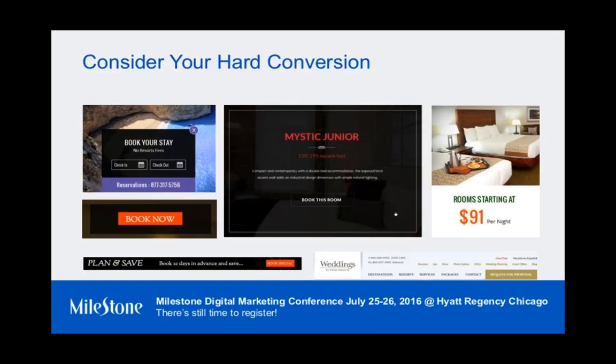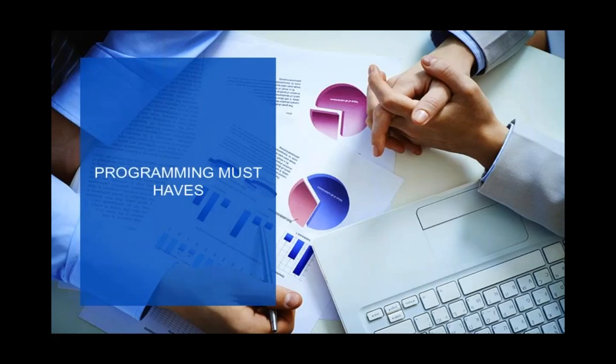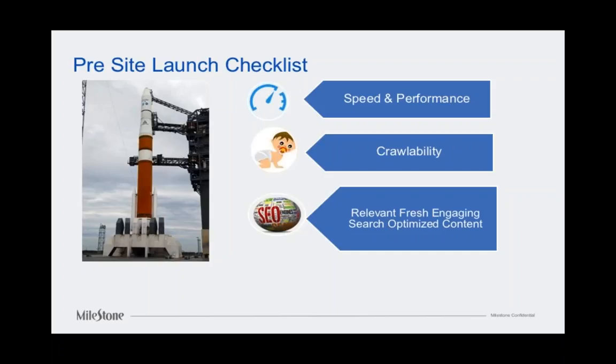Thanks, Kira. So, once you have designed your website, comes the programming part. Let's take a look at a few of the programming elements that are a must-have for all websites that are optimized to convert. Here are 3 of the items that can make or break any website. So before you launch your website, test it for speed and performance, crawl status by search engines, and optimized content.